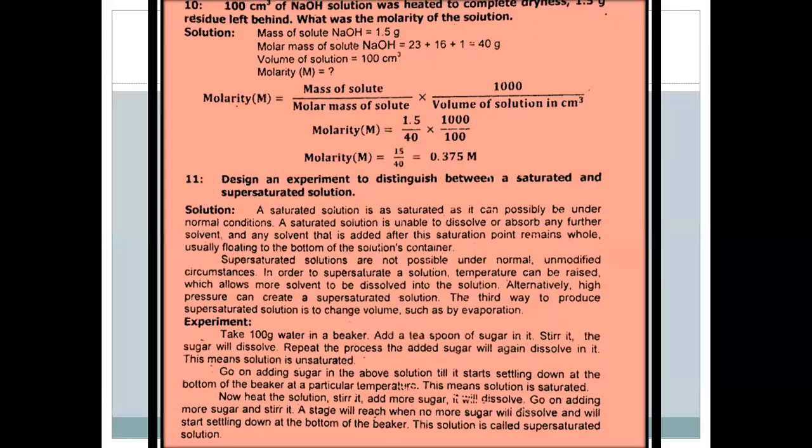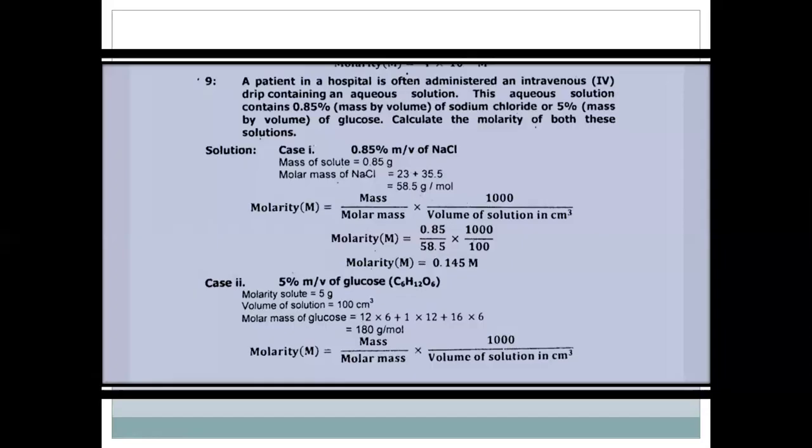Question number, the answer is missing here, so you find out the answer by putting in the values. Mass I told you is 5 gram, so 5 divided by 180 molar mass, times 1000, and volume is 100. So 1000 by 100 and 5 by 180. Solve it out, it will give you the answer.